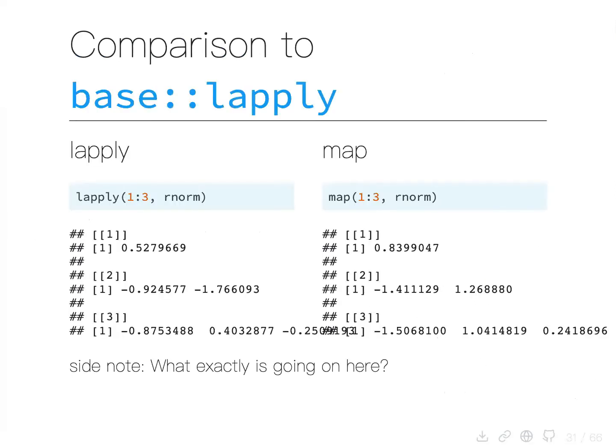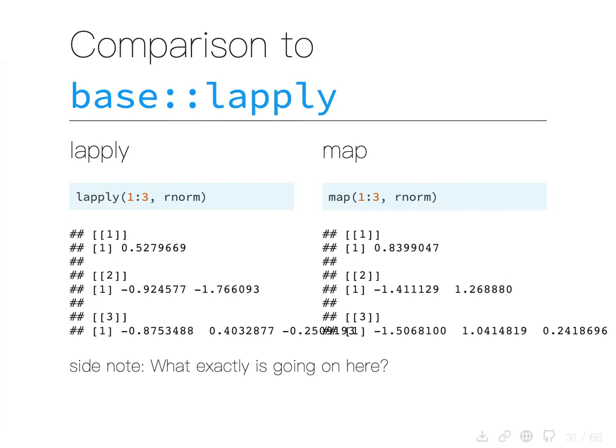If we compare to base lapply, you can see that they look identical. And had I set a seed on here, the outputs would have been identical. So before we talk about that though, what is actually going on in this loop? What's happening when I call 1 to 3 in rnorm, what's it doing?